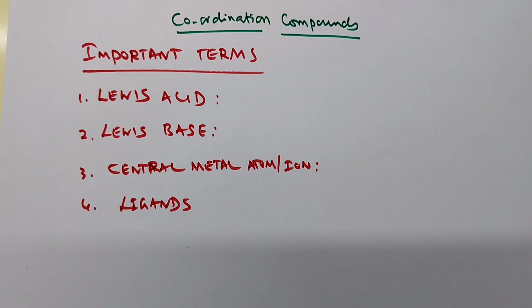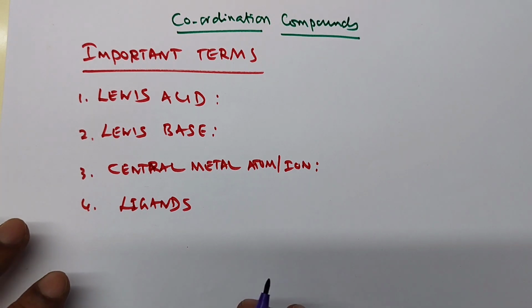In the last video we defined the salts: simple salts, double salts, complex salts. Now in this video we are going to discuss the important terms introduced in these coordination compounds. First we have to know what is meant by Lewis acid.